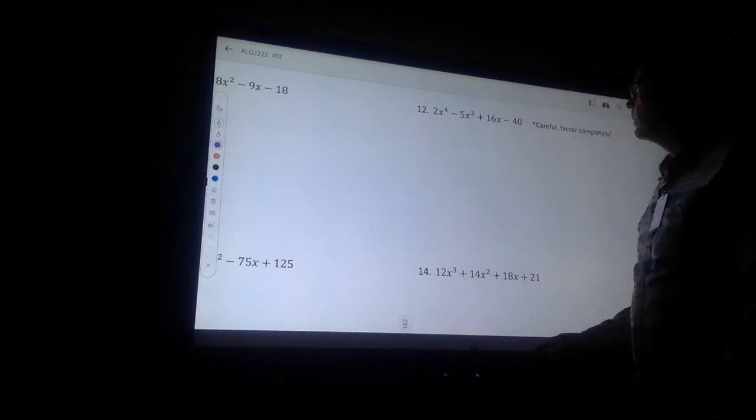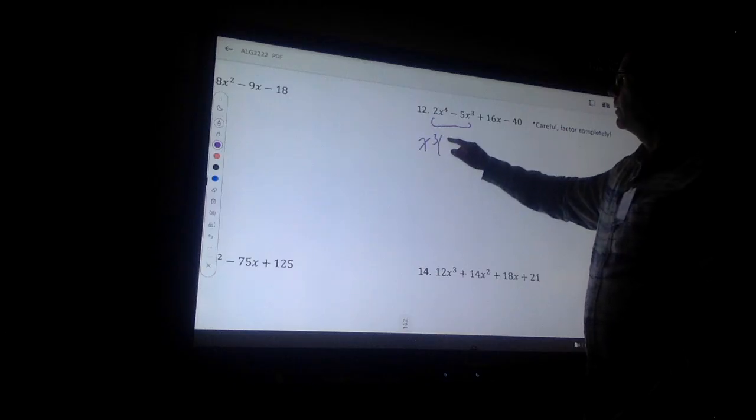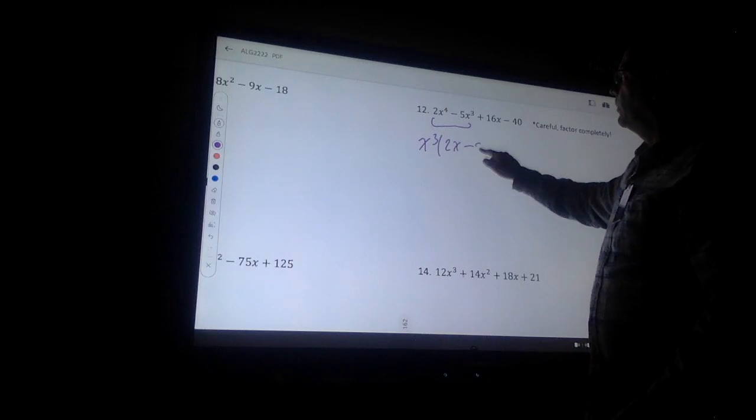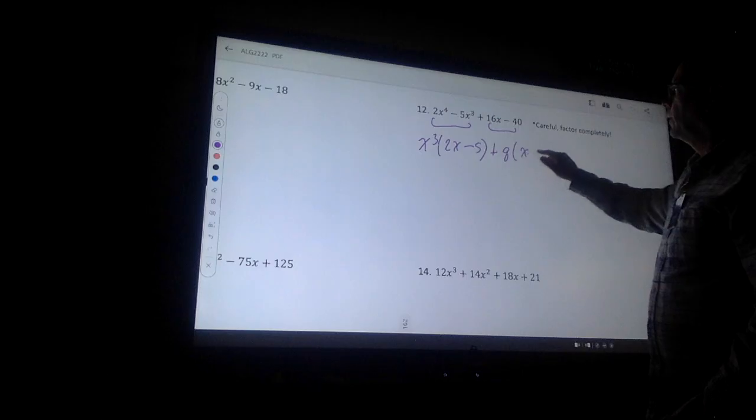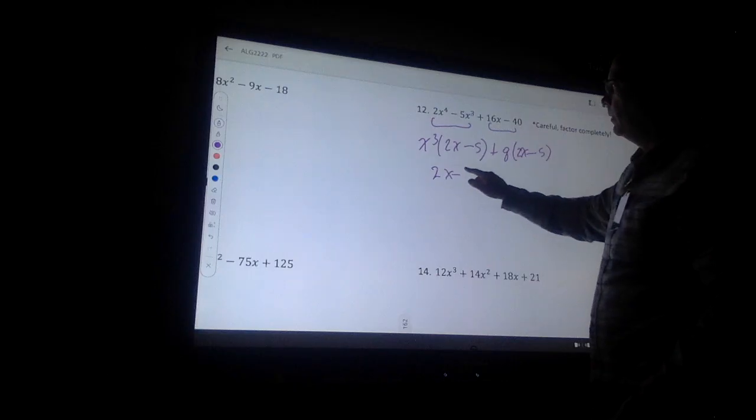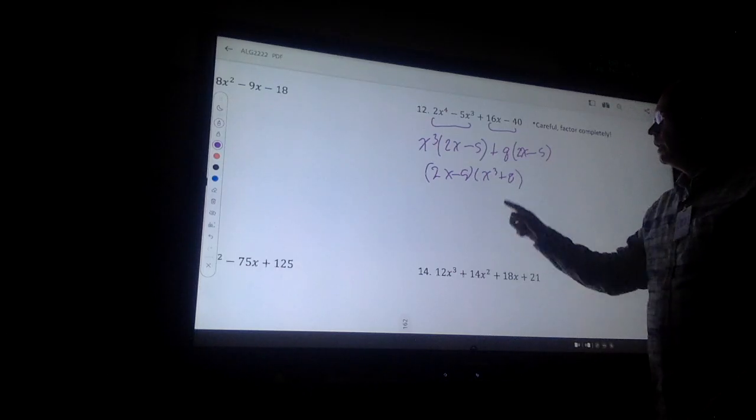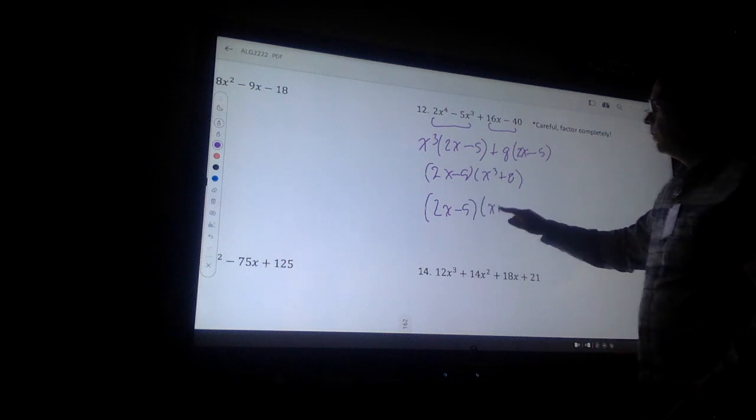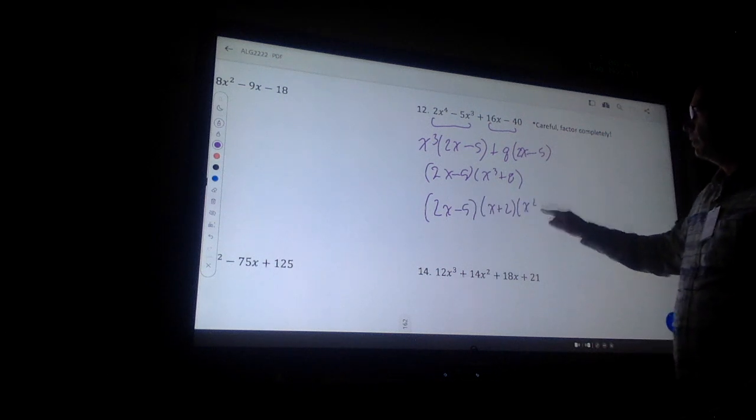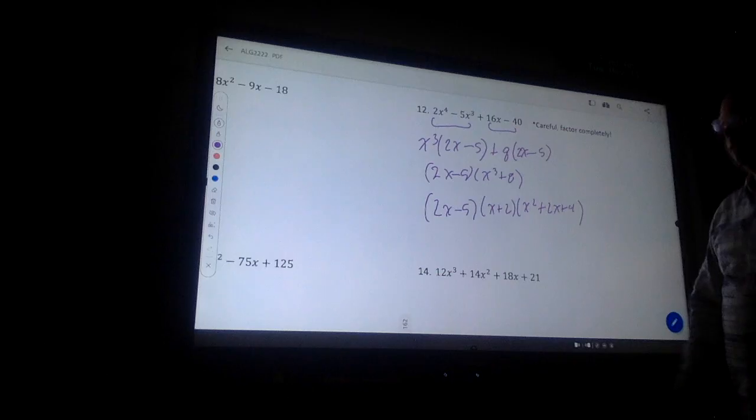Number 12, we're going to look at these first ones, and we're going to say, okay, I can factor an x to the third out, and that's going to leave me 2x minus 5. Positive, factor an 8 out. 2x minus 5, so the 2x minus 5's match up. Then I have x to the third plus 8. This is a sum of two cubes. So I'm going to get x plus 2, and then x squared plus 2x plus 4, using our equations, because 2 times 2 times 2 is 8, and x times x times x.